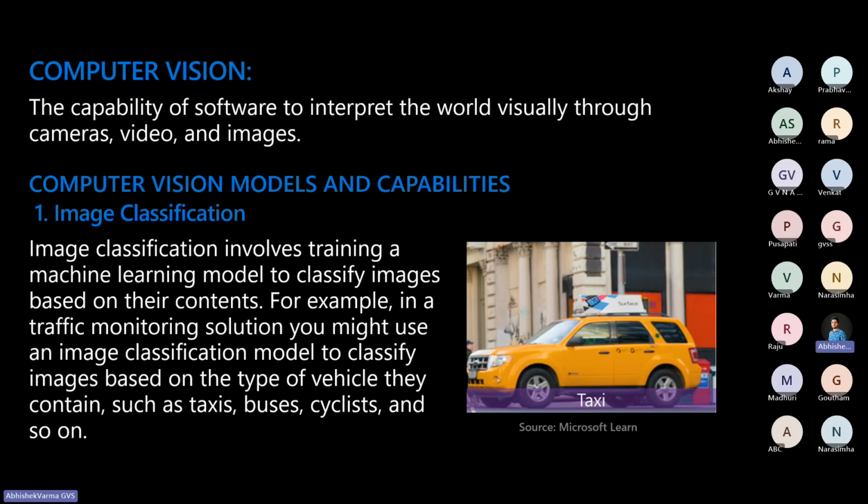Computer vision, the capability of software to interpret the world visually through cameras, videos, and images. Another key workload is computer vision, which is what we would be utilizing in our demonstration later. Image classification involves training our machine learning model to classify images based on their contents. For example, in a traffic monitoring solution, you might use an image classification model to classify images based on types of vehicles they contain, such as taxis, buses, and cyclists, and so on. For more information, you can find them in Microsoft Learn.